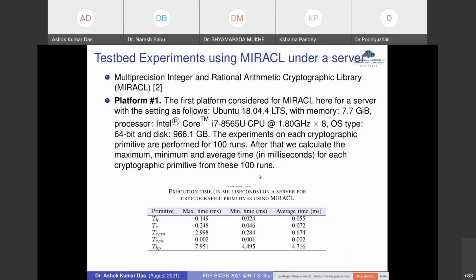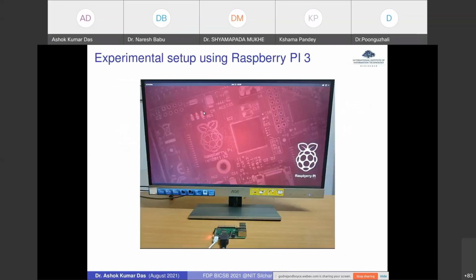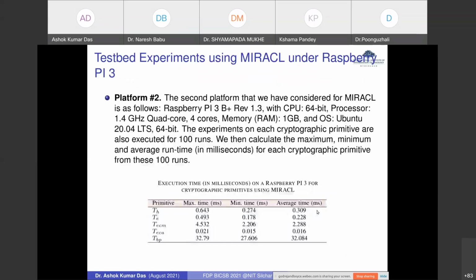For the drones, we took the Raspberry Pi for the experiments. We implemented each and every primitive and stored it on the Raspberry Pi. Then from the Raspberry Pi processor, we ran each primitive 100 times. We recorded the maximum, minimum, and average runtime. Those are the results we got under the Raspberry Pi setting, and you will see that under the Raspberry Pi setting, it takes more time.